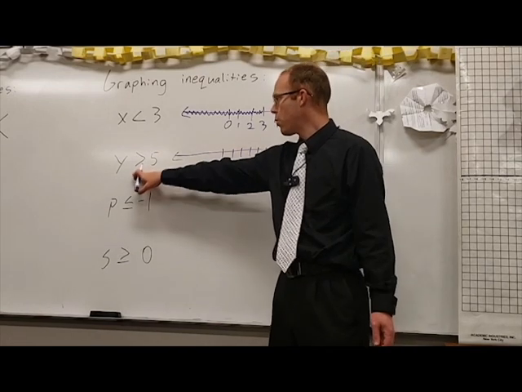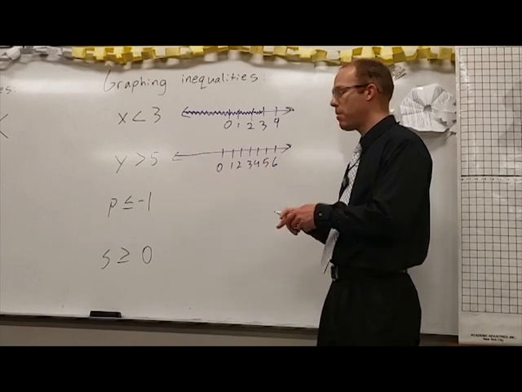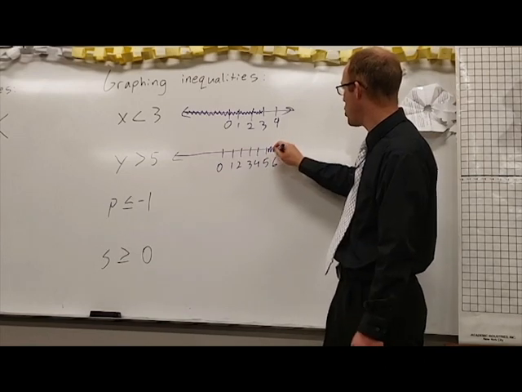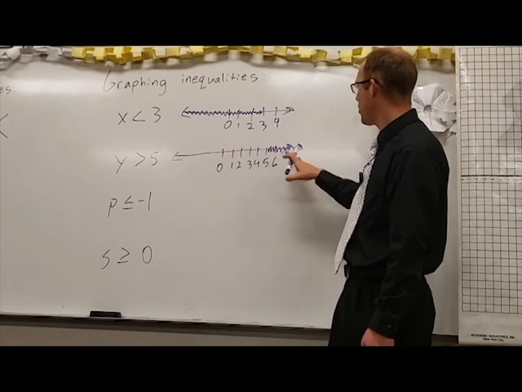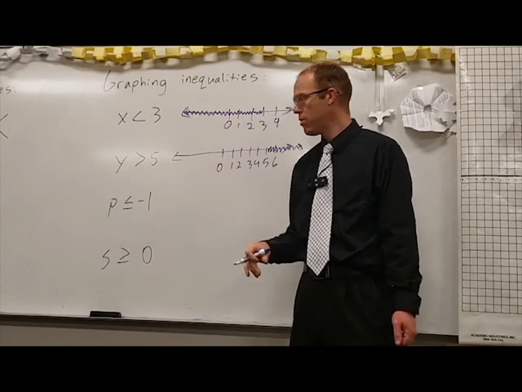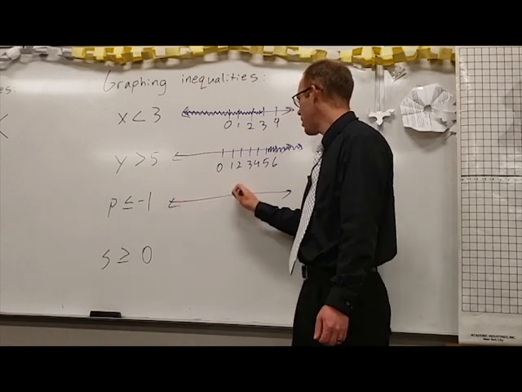All right, this one is y is greater than 5. So here's 5. We need numbers that are bigger than 5. That means we have all of the numbers that are on the right-hand side of 5 that work. So I'm going to shade over here. And you'll notice that I put an arrow at the end of my shading to indicate that it continues on forever in that direction. P is less than or equal to -1.